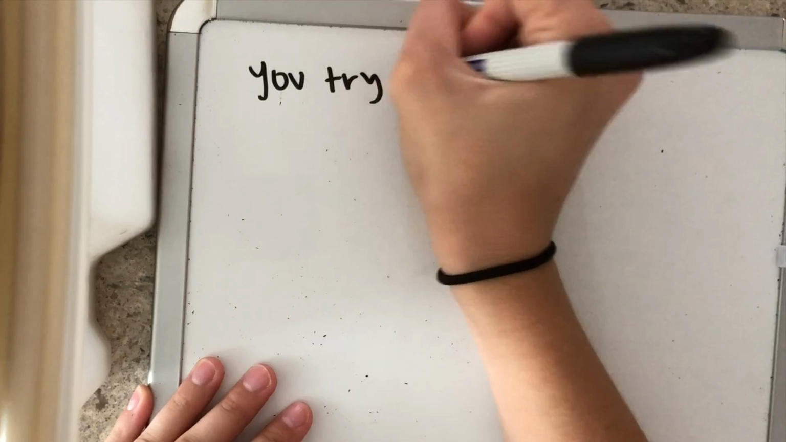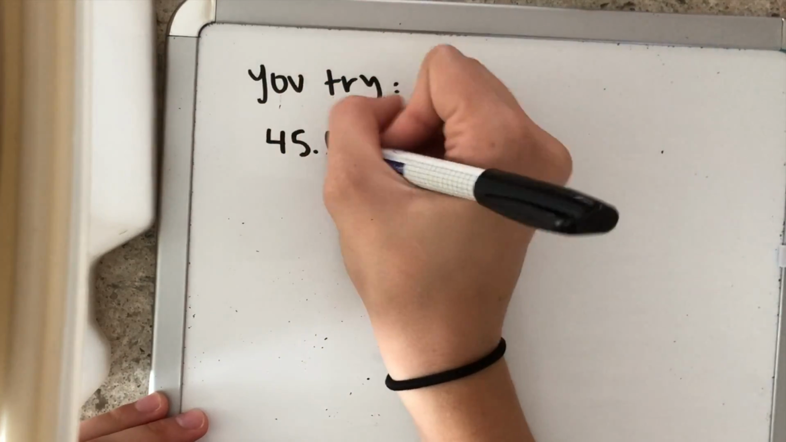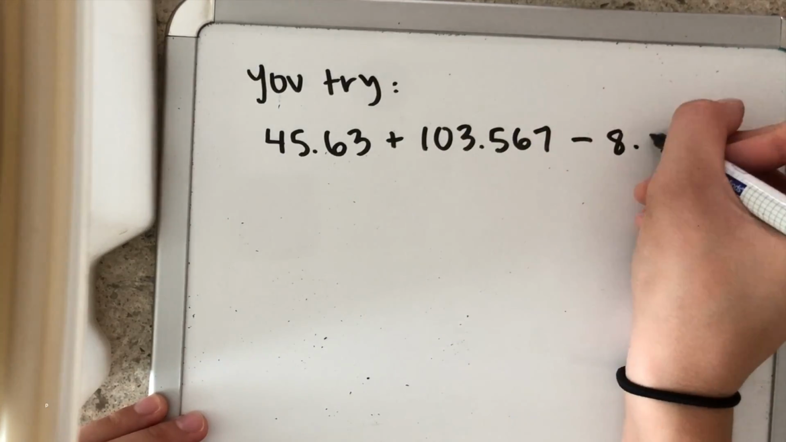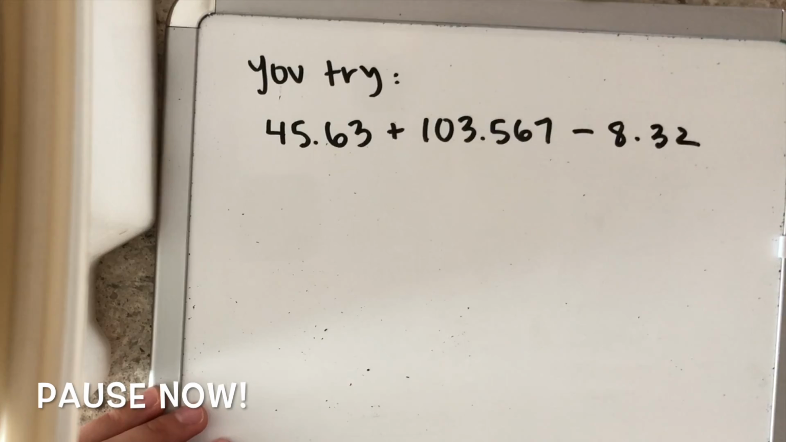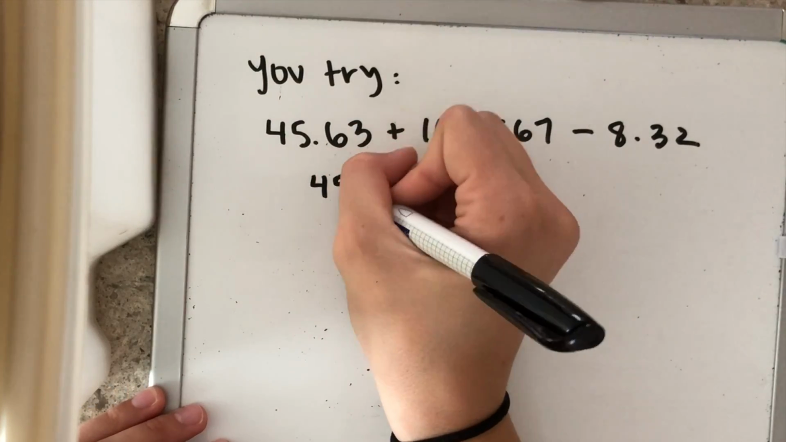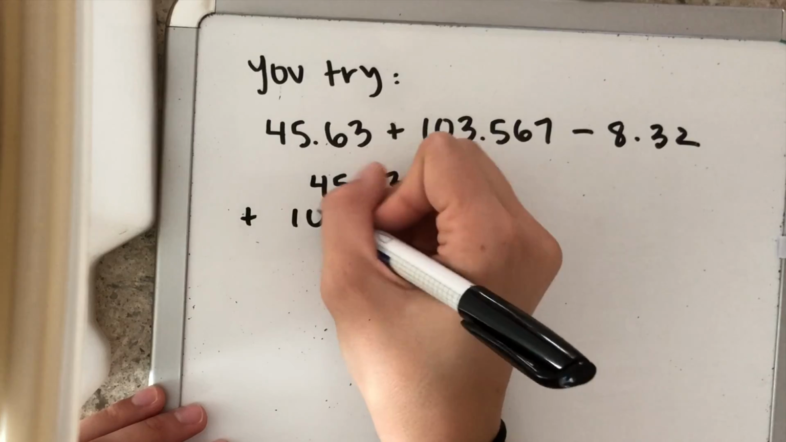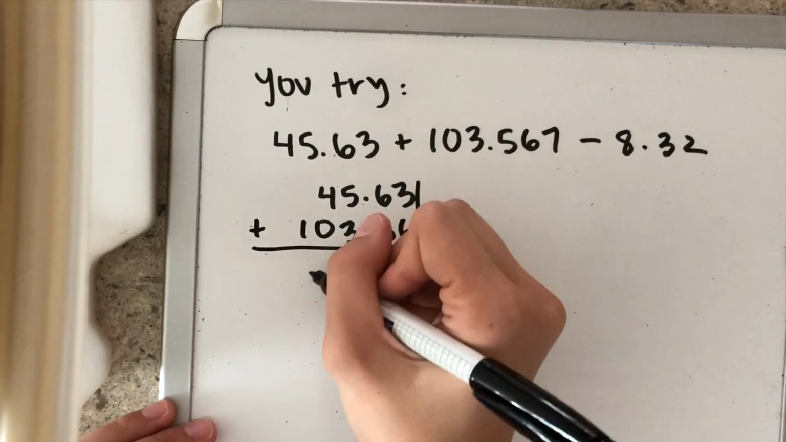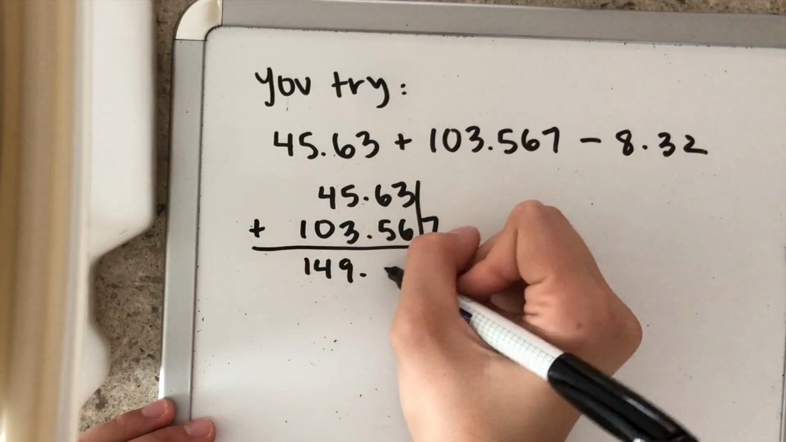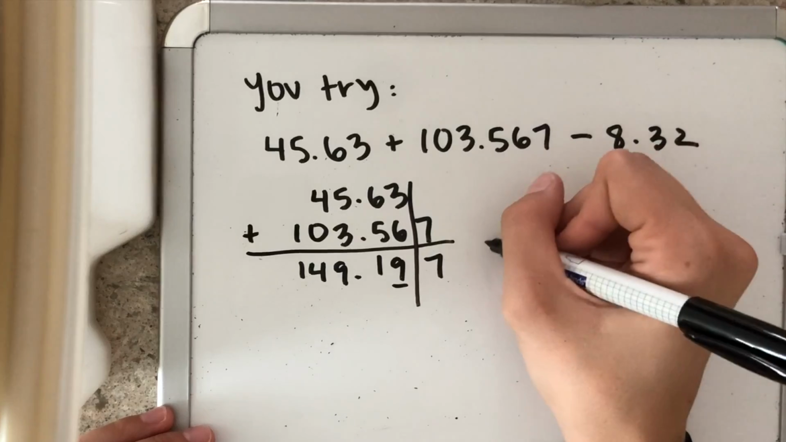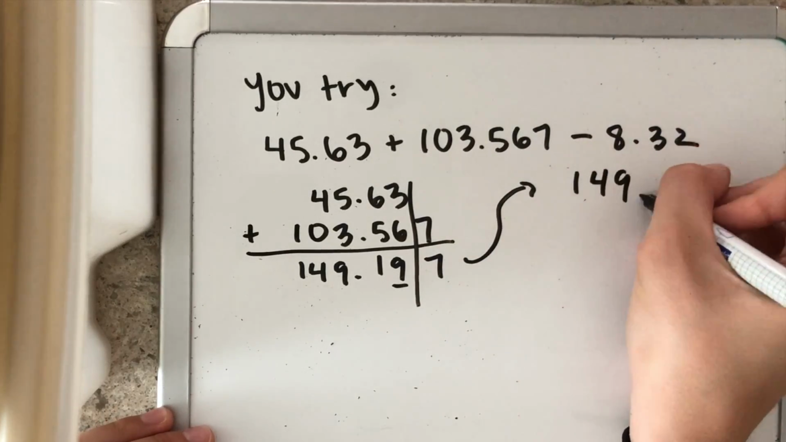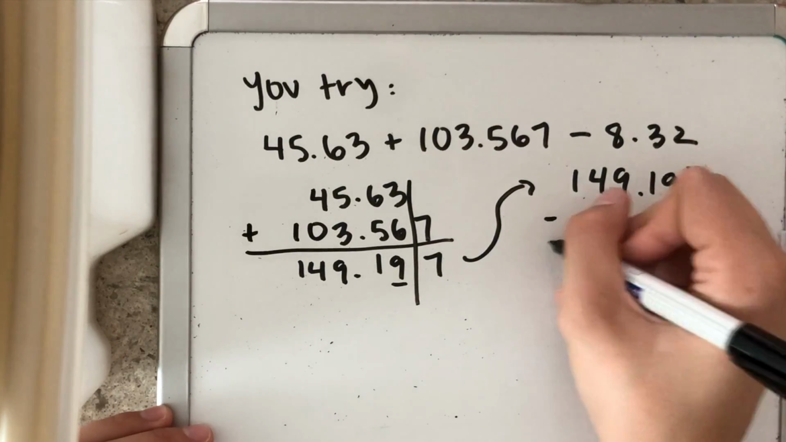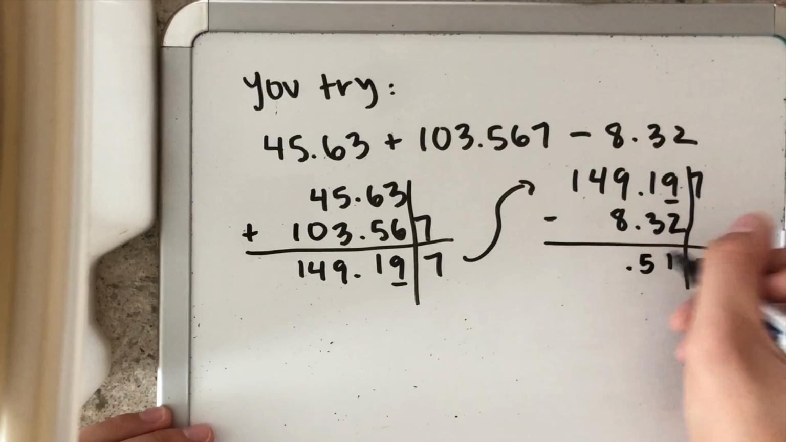You try this one. First add and keep track of the sig figs by drawing a line under the last sig fig. Then subtract. And then round.